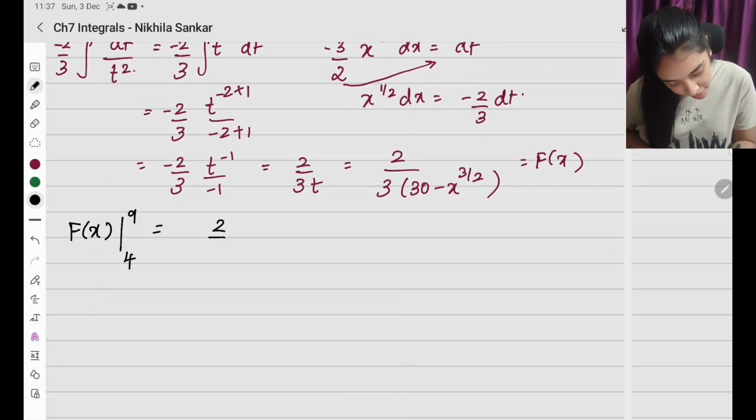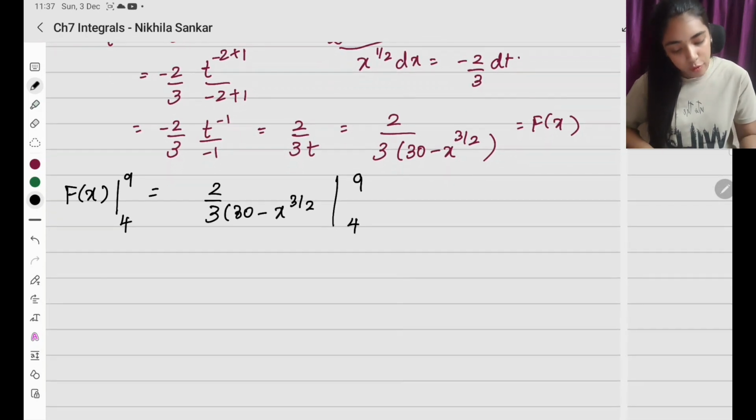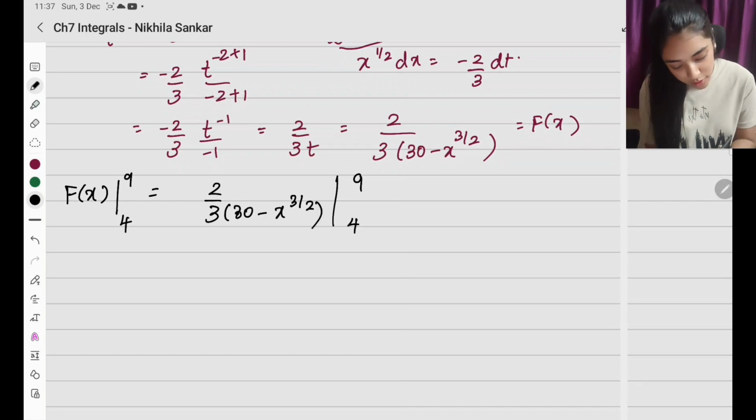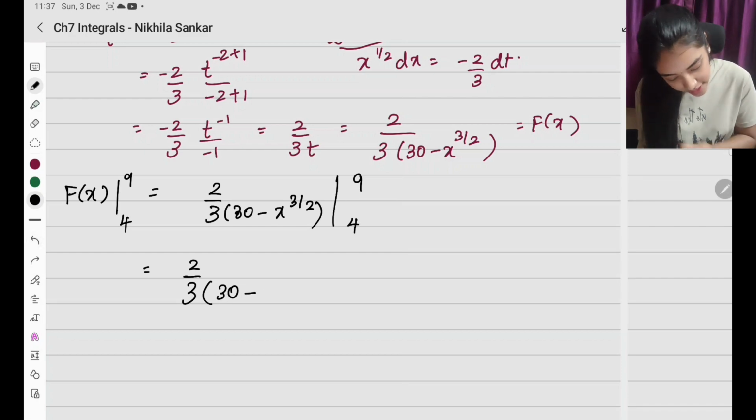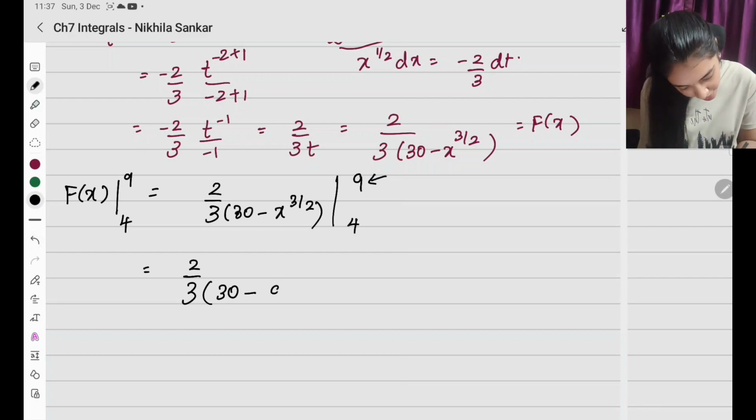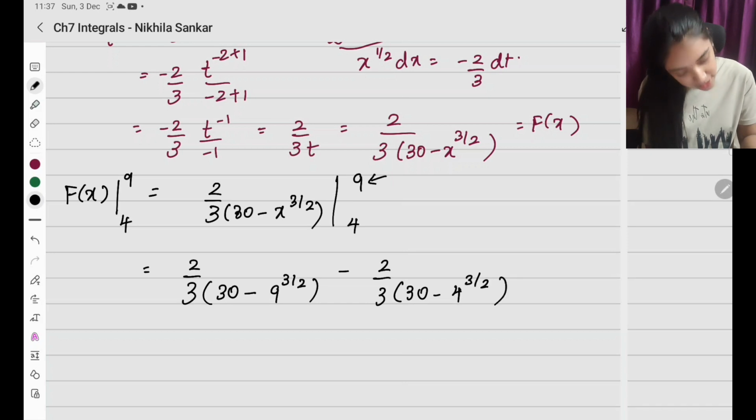I basically have 2 by 3 times 30 minus x divided by 3, and the limits are going to be 4 and 9. Okay. When I substitute the value, what do I have? 2 by 3 times 30 minus x. For x, I am going to substitute 9 first. So, I have 9 to the power 3 by 2 minus 2 by 3 times 30 minus 4 to the power 3 by 2. Understood?